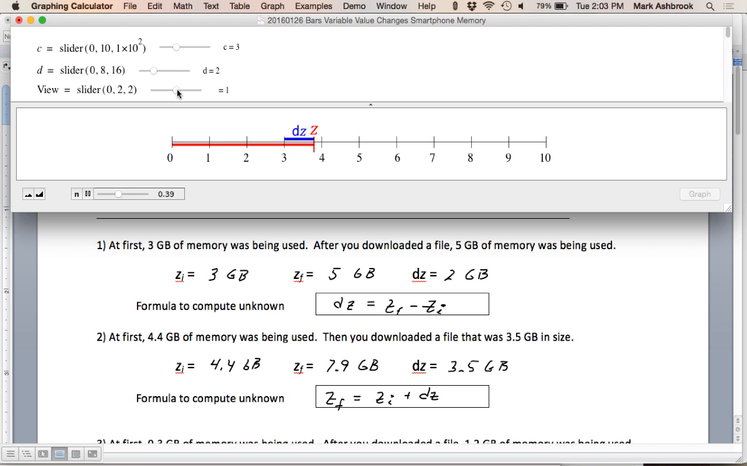The change of DZ. Okay, DZ itself is a variable, right? Not only is Z a variable, but DZ is a variable. So as you're uploading this file or this app or this movie or whatever it is, the amount of change is changing. And that's how we want to think of it. We want to think of DZ itself as a variable, that it itself changes as the quantity goes from initial to final. Okay.